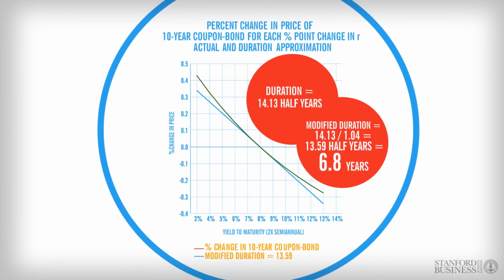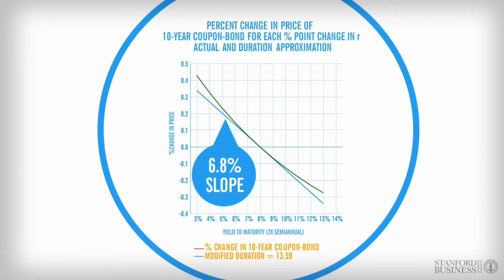The modified duration of the 10-year coupon bond is 14.13 divided by 1.04, which equals 13.59 semi-annual periods, or around 6.8 years. So a 1 percentage point change in the annual yield is estimated to have a 6.8% effect on the price. In fact, such a yield drop increases the price by 7.1%, and a similar yield increase drops the price by 6.5%. Again, 6.8% turns out to be not a bad approximation and very easy to implement.